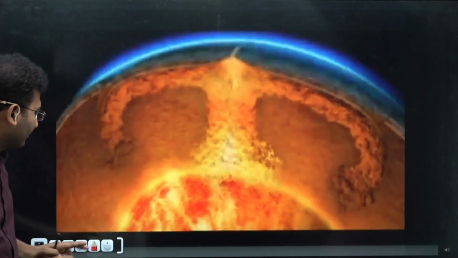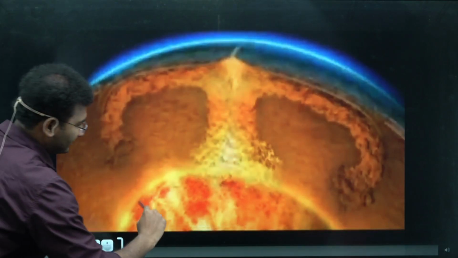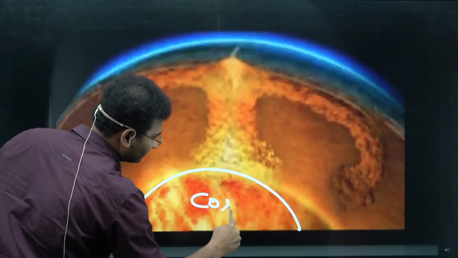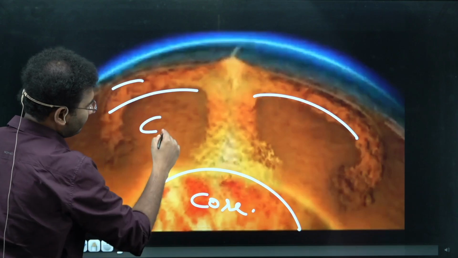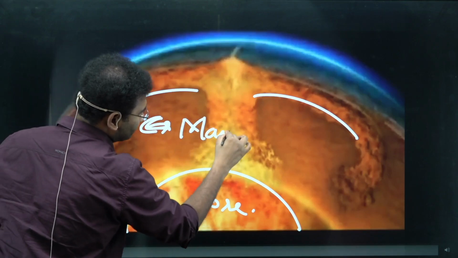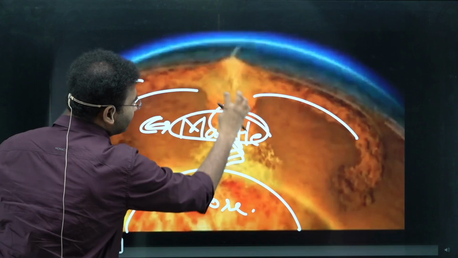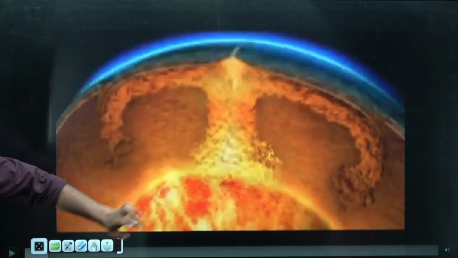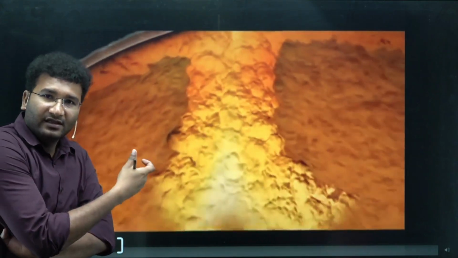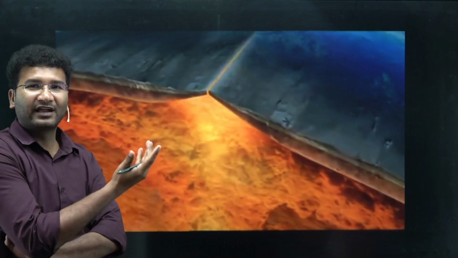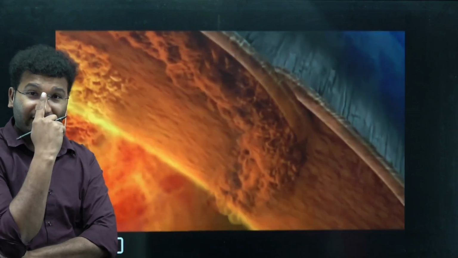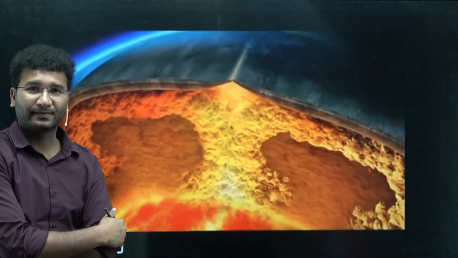If you broadly look, this is your core, this is your lithosphere, and this is your mantle. In the mantle, there is always a rising that will take place. Watch this. These rising materials are there because there is too much heat present at the lower part of the mantle or the outer core. That is why they get boiled and the material of the rocks starts to rise and comes out in the form of a volcano. Okay?